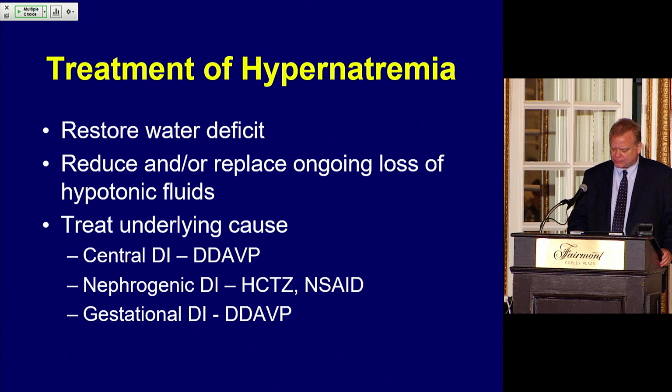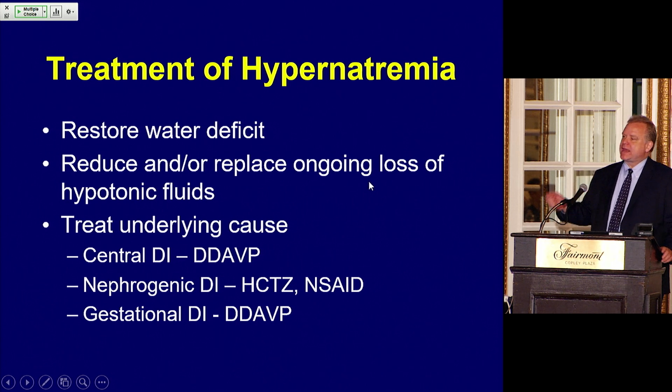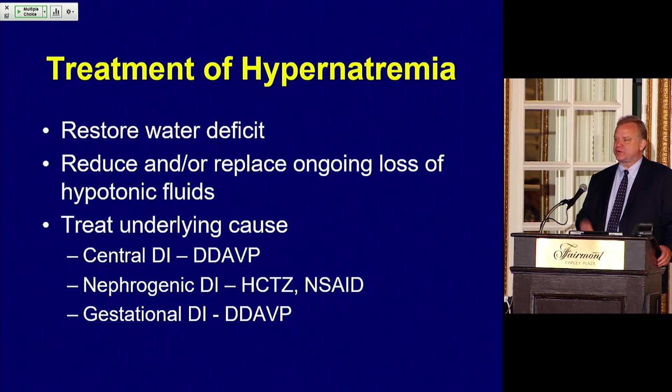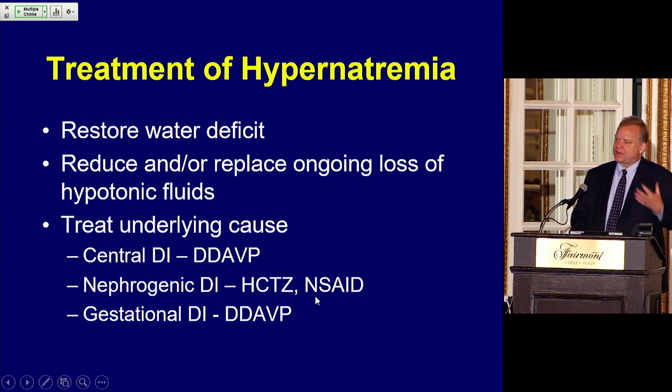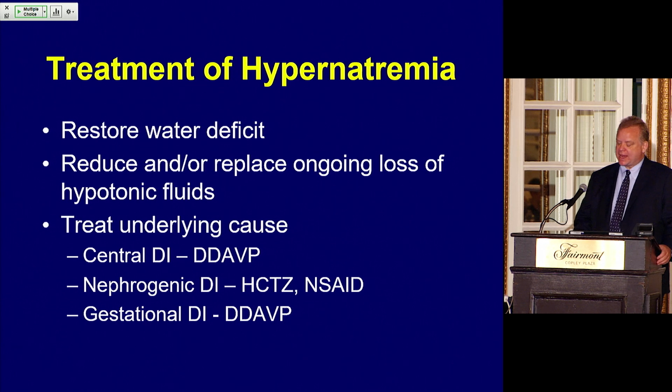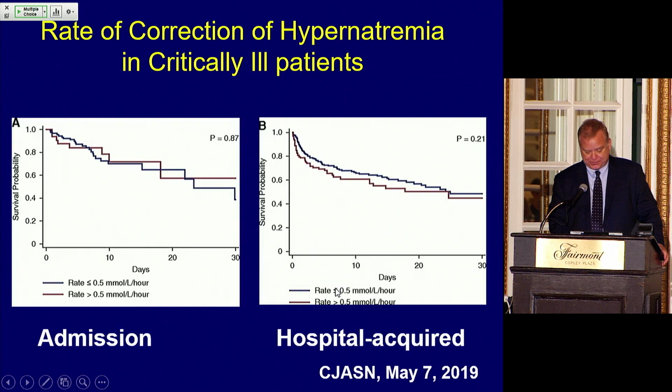In terms of treatment of hypernatremia, the key issue is to restore the water deficit, to reduce and/or replace ongoing loss of hypotonic fluids. And that tends to be forgotten, for example, in patients with nephrogenic DI, where they may be losing 1 to 2 liters per day of free water. We tend to forget that that also needs to be replaced. We then think of treating the underlying cause, whether it's DDAVP for central DI. Nephrogenic DI can be treated with hydrochlorothiazide, although I almost never do that. NSAIDs can also help with that. Again, I don't typically do that. And we talked about gestational DI, where you can give DDAVP.